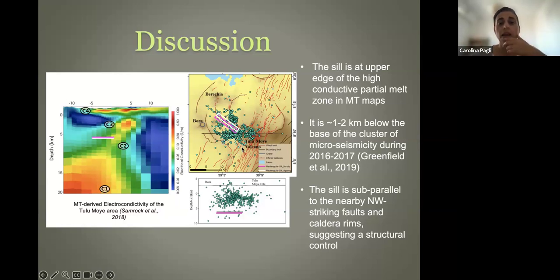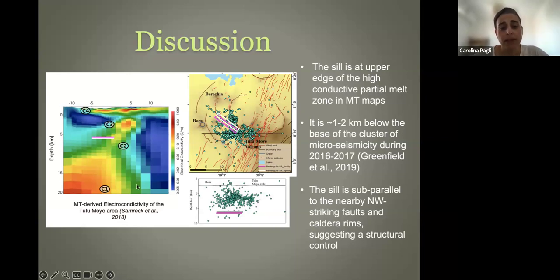Another important thing is that the seismicity recorded in the area in 2016 and 2017, which you can see here in green, actually occurs above our sill. You see here that the majority of the microseismicity is exactly above our inferred sill. So we think that gives credit to our model. This is what you expect.